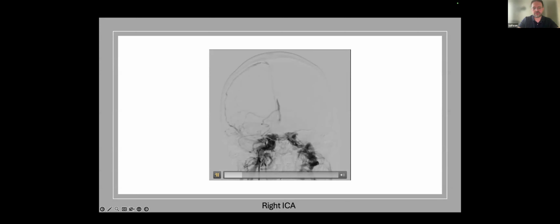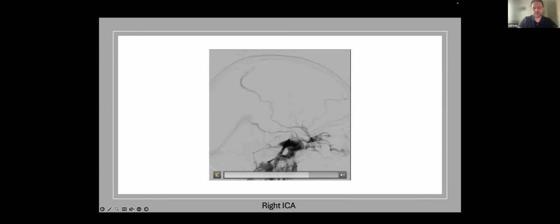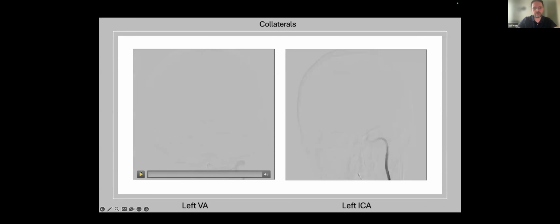So this is the angiogram. The anterior view of the right carotid artery. This is the lateral view. And there is no intracranial flow. And of course, you can see here the reflux into cortical veins and towards the sagittal sinus and the straight sinus, showing the collateral flows.